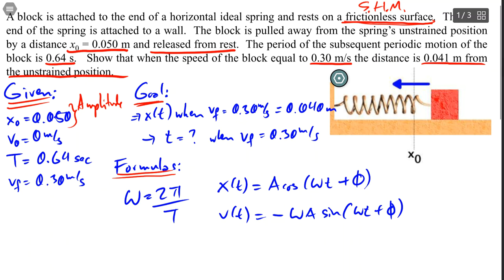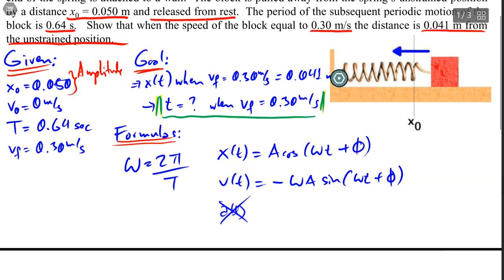So the unmentioned secondary goal is time. We'll have to solve for time in between before we get to the answer. Which formulas will we need? We'll need this formula for angular frequency and these two kinematic formulas from simple harmonic motion itself. There's also acceleration, but we will not need that one. Okay, so let's go ahead and get into it.